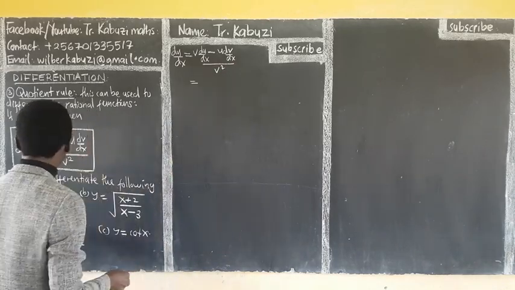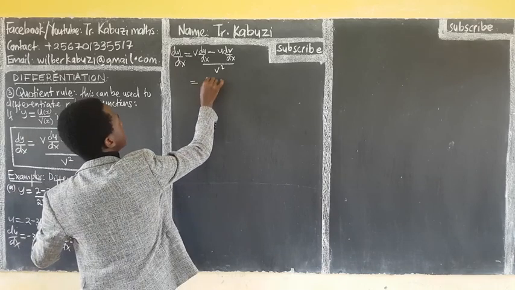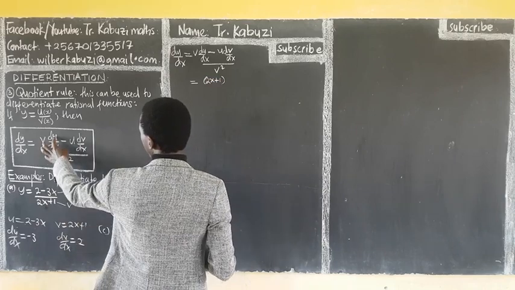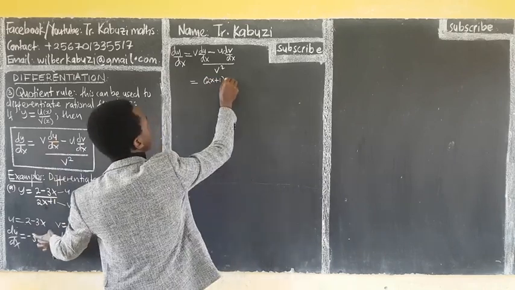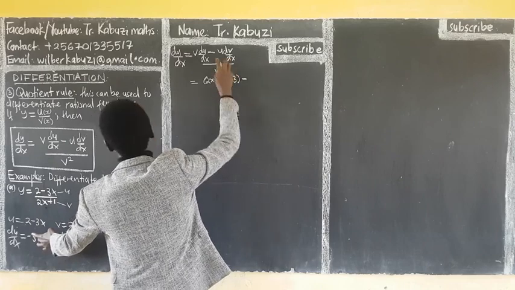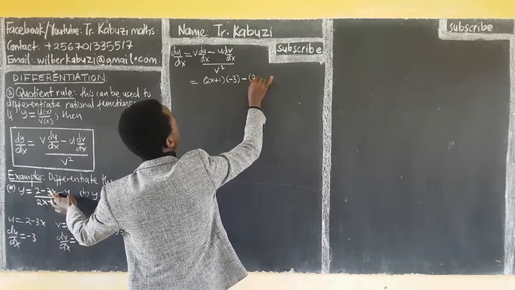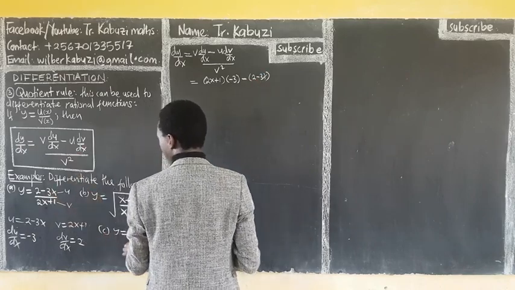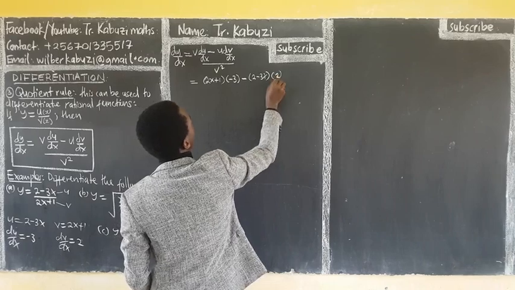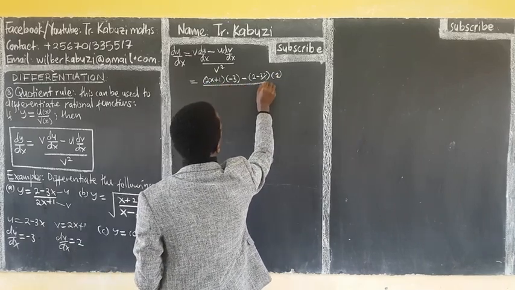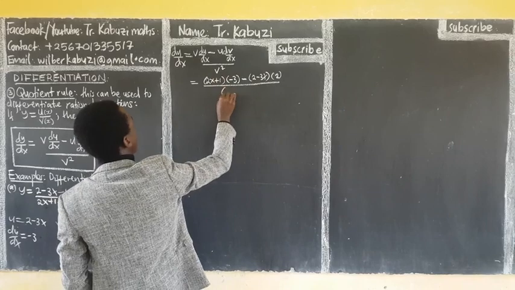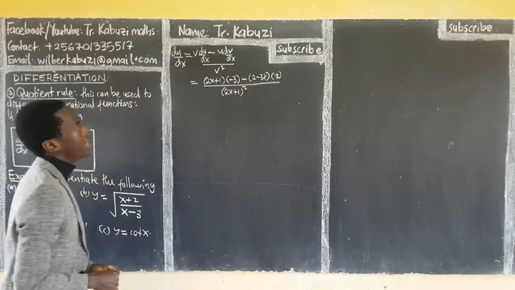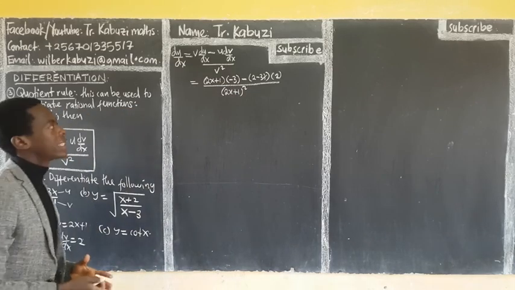We substitute into this formula. Our v, the denominator, is 2x plus 1. Then du/dx, you see that it's negative 3. Then minus our u, the numerator, 2 minus 3x, times dv/dx, which is 2. The whole over the denominator squared, which is 2x plus 1 squared.